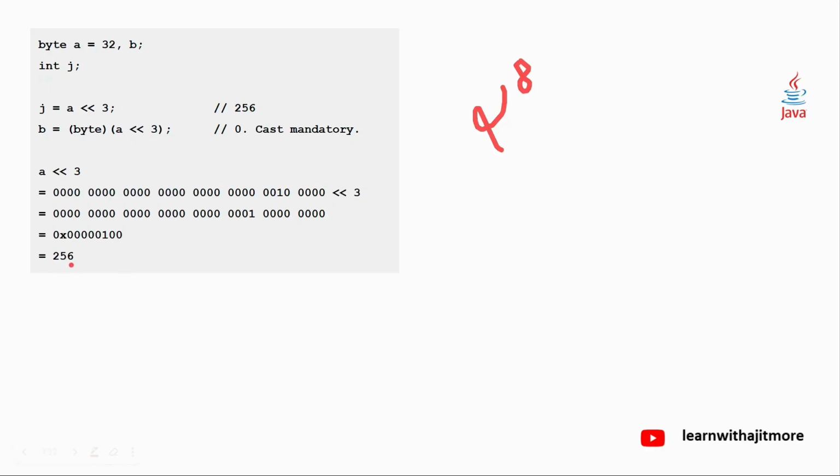Okay, the answer is 256. And if you directly store in J, which is an integer, you will get 256. But if you try to store in B without doing this casting, do you think an error will come, guys? Can anyone justify?